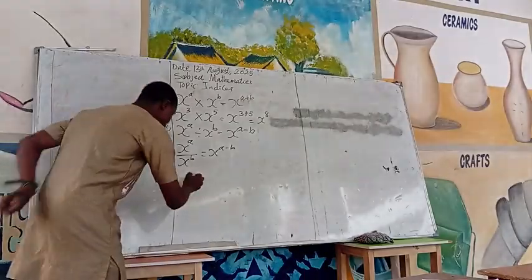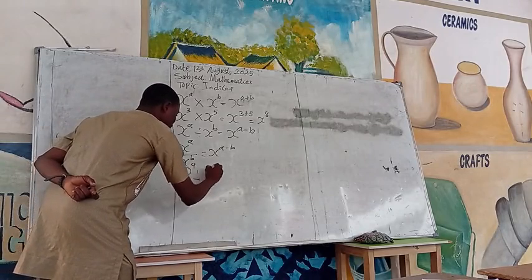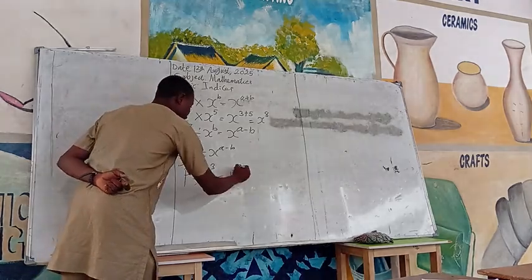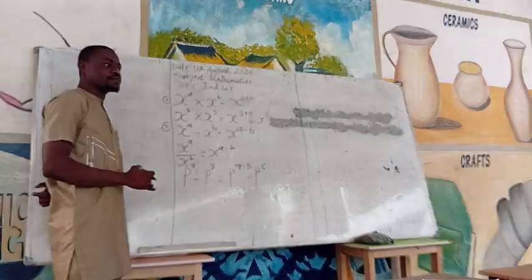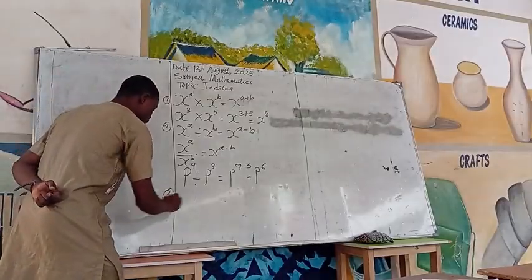Now, assuming you have p raised to power 9 divided by p raised to power 3, which means you are going to have p is common, 9 minus 3, which is equal to p raised to power 6. Very, very easy.